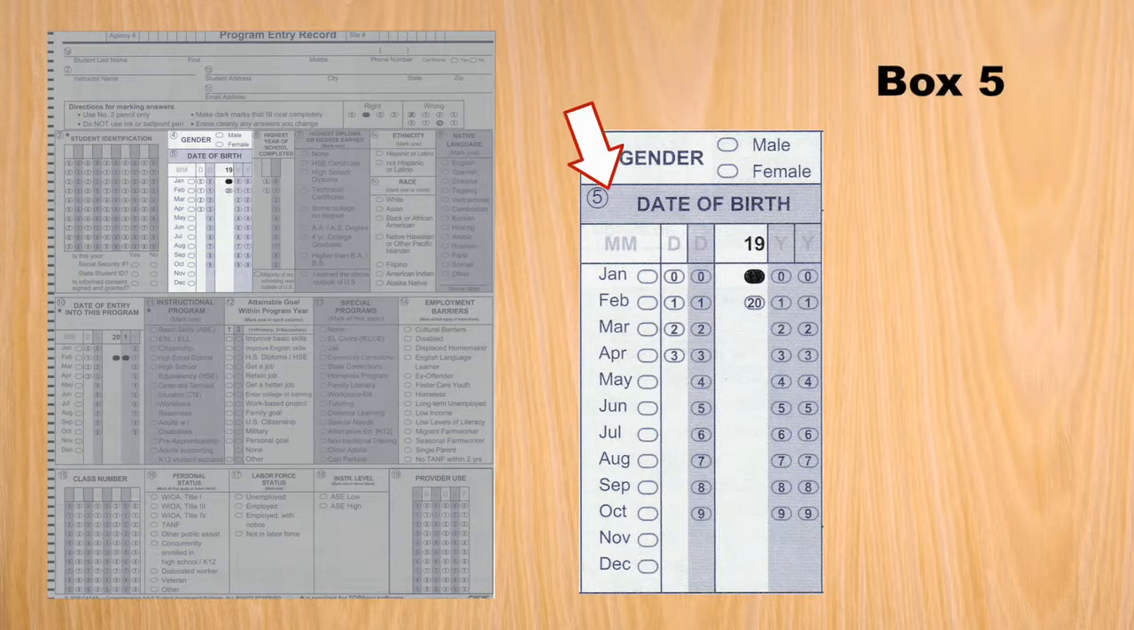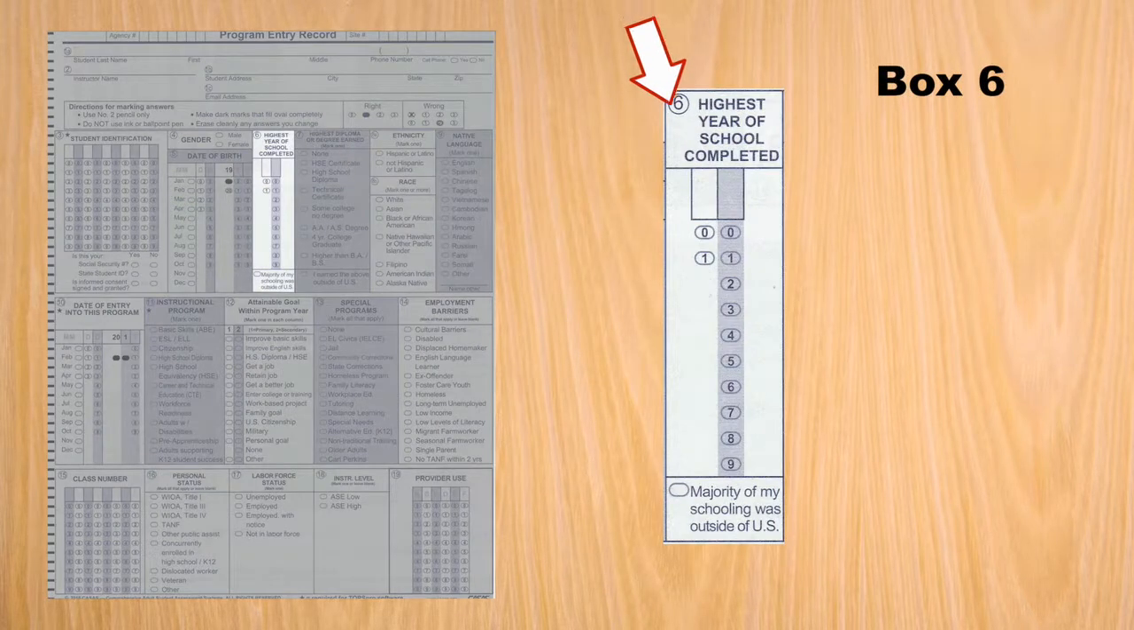In box 5, write in your date of birth on the top row using numbers, and then fill in the corresponding bubbles below. In box 6, write in the highest year of school you have completed. Don't forget the 0 if it's less than 10. For example, if at most you have completed 8th grade, write 08 and then fill in the bubbles. Here's another example. If you completed 2 years of high school, that means you completed the 10th grade. So you should enter the number 10 for the total number of years you completed.